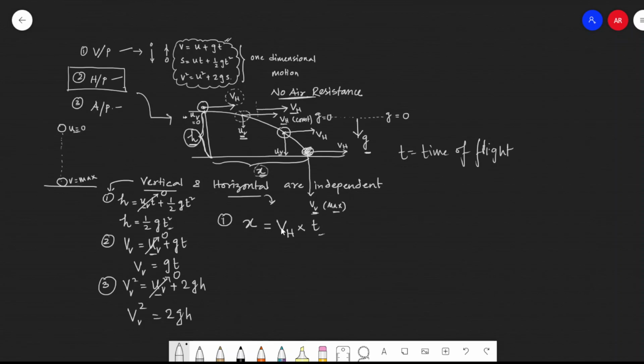There is no other equation that is particularly to be included in the horizontal motion, because along this horizontal plane, only two quantities are included. One is horizontal velocity, and the other is horizontal displacement. So that's all about our horizontal motion.